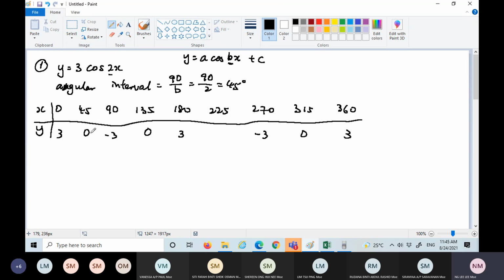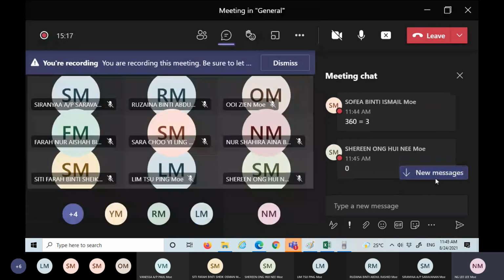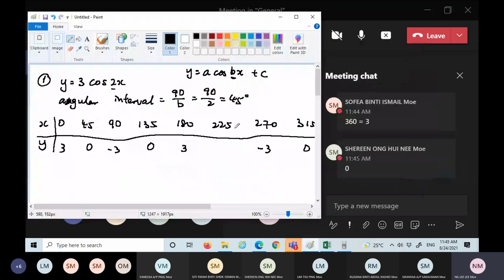You see, 3, 0, -3, 0, 3. This one should be what? Okay, then -3, 0, 3. You can see the pattern. Okay, Serene says now this is 0. Okay, now correct already. Okay, next we're going to base on this table and sketch.